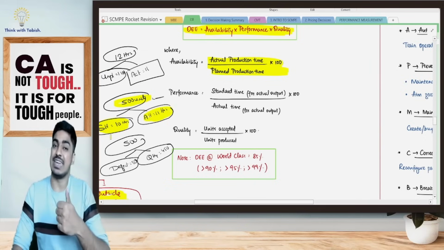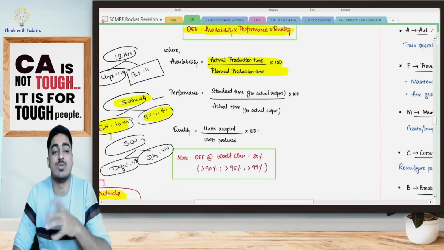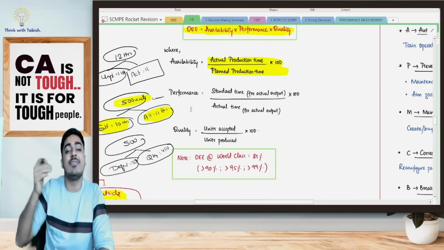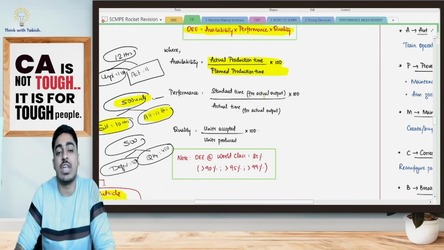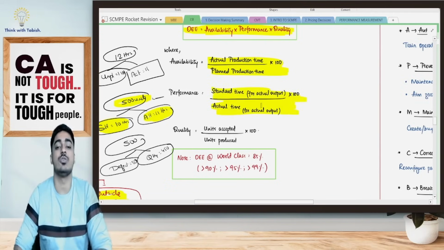Whether my performance is great? No, not that great. That means what is my performance, students? It is 10 divided by 11. That is my standard time for actual output divided by my actual time for actual output.